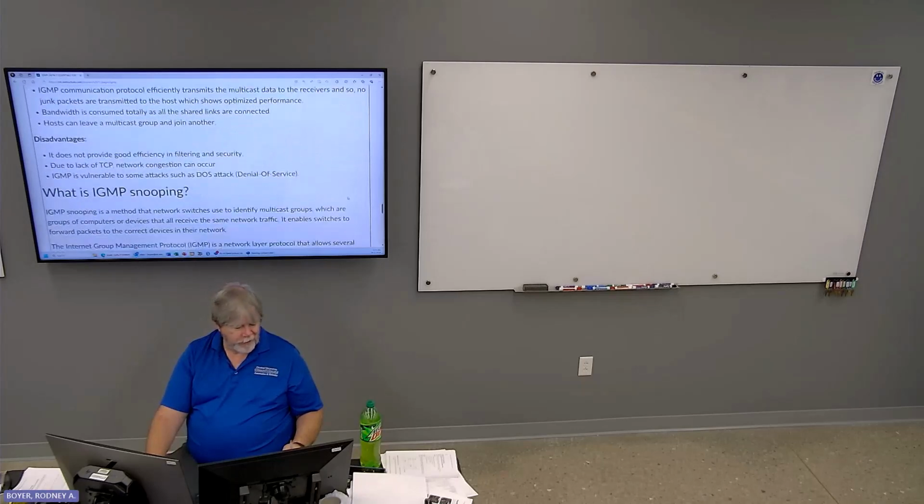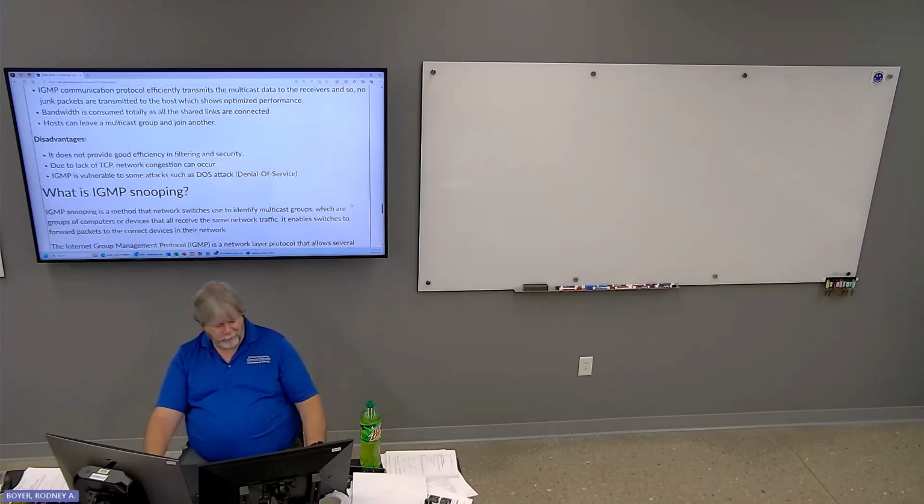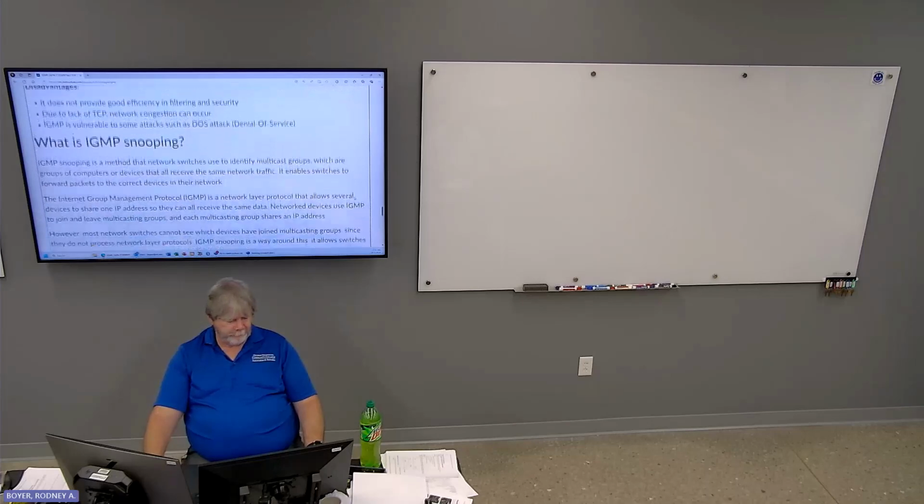So what is IGMP snooping? It's a method that network switches use to identify multicast groups, which are groups of computers or devices that all receive the same network traffic. It enables switches to forward packets to the correct devices in their network.